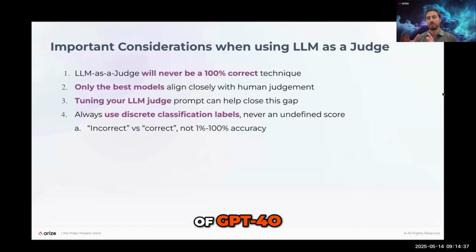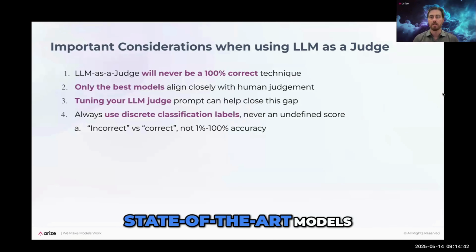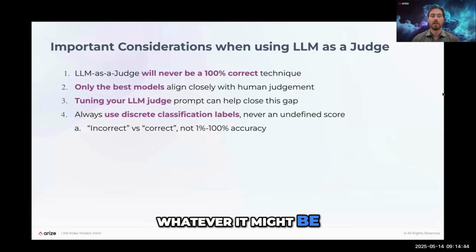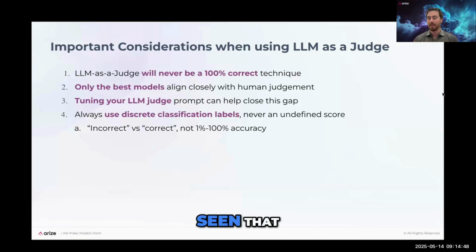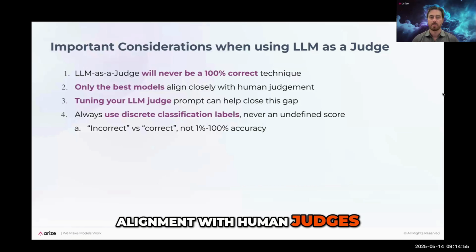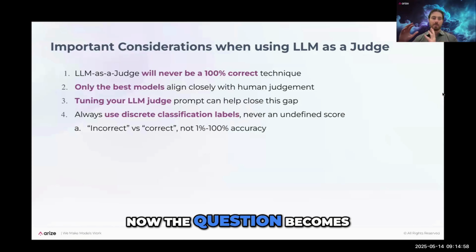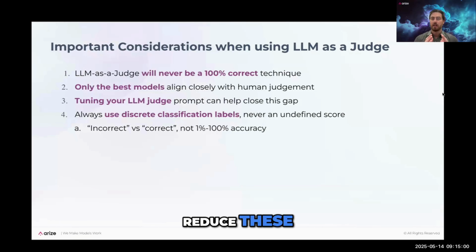Now that we're in this world of GPT-4o, GPT 4.1, Claude 3.7, and some of these marquee state-of-the-art models, Llama 4, whatever it might be, all of those models are going to align pretty closely with human judgment. When I say pretty closely, I mean 95, 98+% alignment with human judges. As we've gotten to that point, now the question becomes, how small can we go?